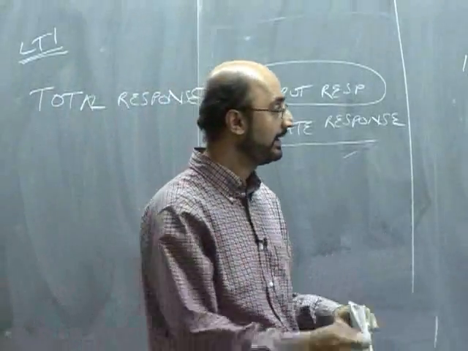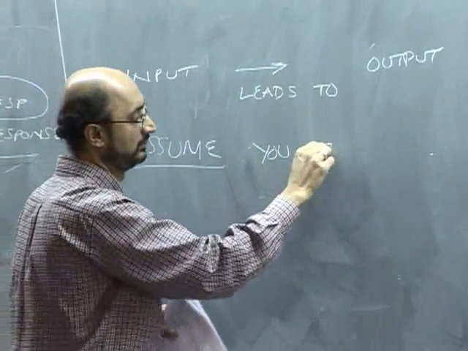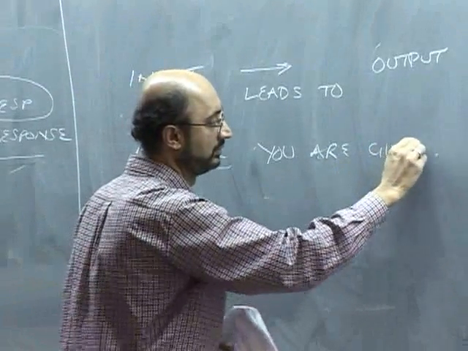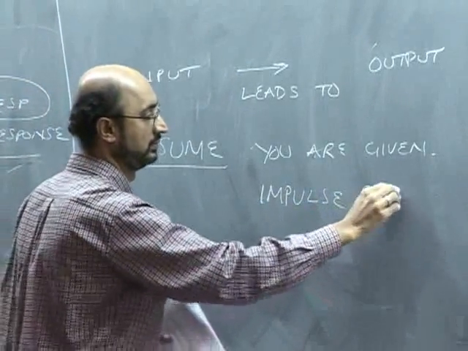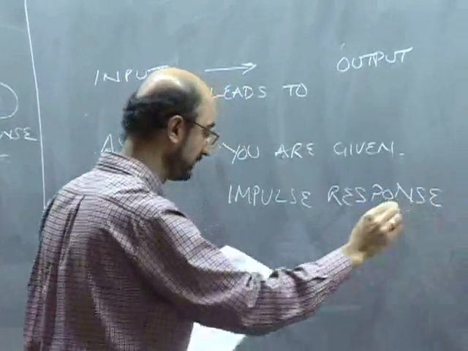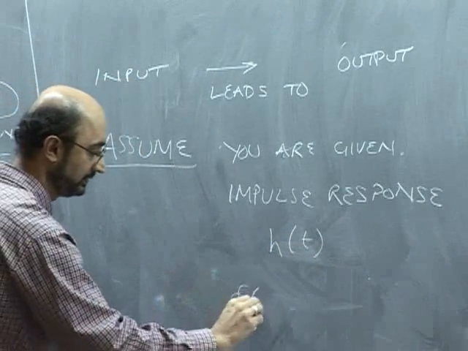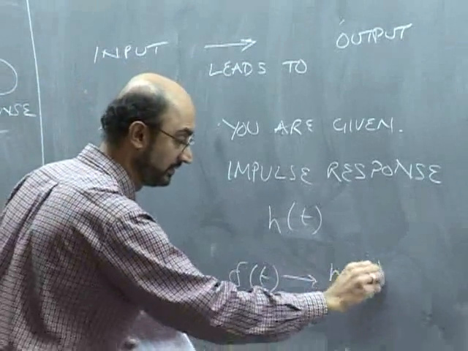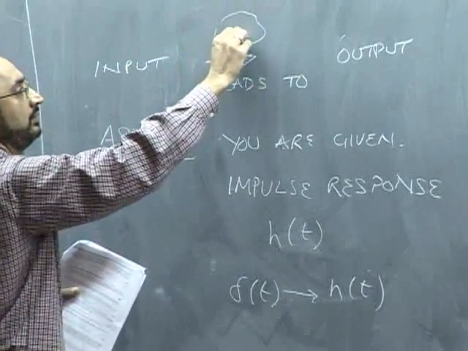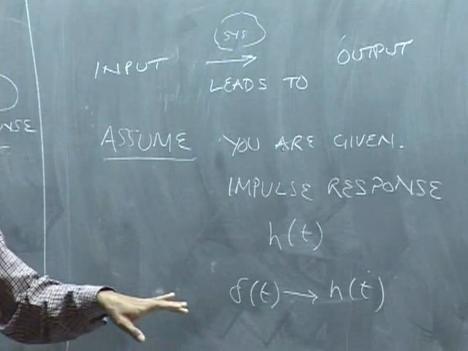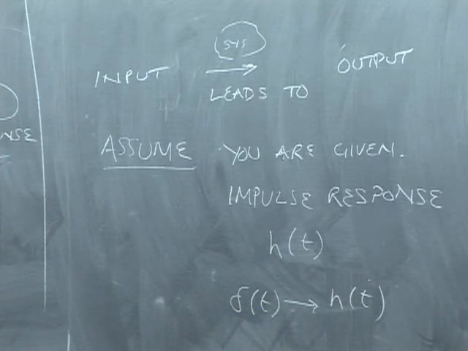So I am assuming, write this down, assume you are given the impulse response, which is denoted h of t, and defined as delta t leads to h of t. In other words, the system in the middle converts this input to that output. If you give it an impulse delta t, it's going to give you an impulse response h of t. It could be complex. I don't really care what it is.